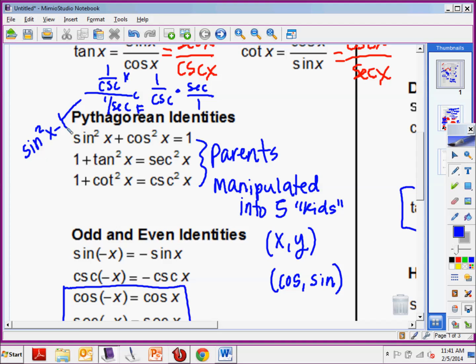No. So be conscious and aware of that. Just because it's squared, does that mean it's a Pythagorean? No.